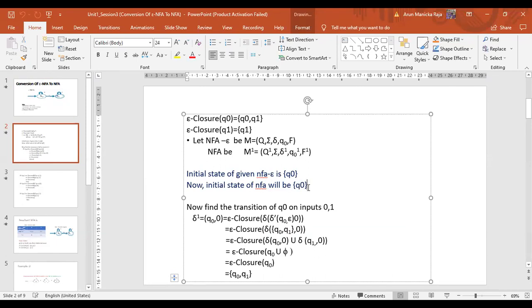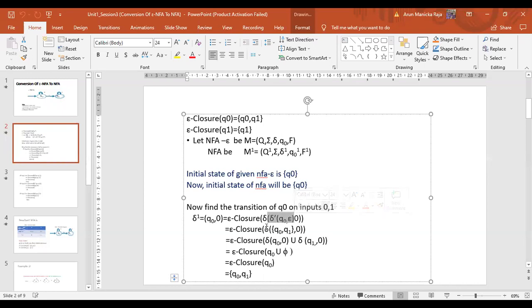How we can calculate? This is the formula for calculating transition. Epsilon closure of delta dash of Q0 comma epsilon and 0. What is the meaning of Q0 comma epsilon? This is nothing but epsilon closure of Q0. What is the epsilon closure of Q0? It is nothing but Q0 comma Q1. So I can just replace this term with Q0 comma Q1.